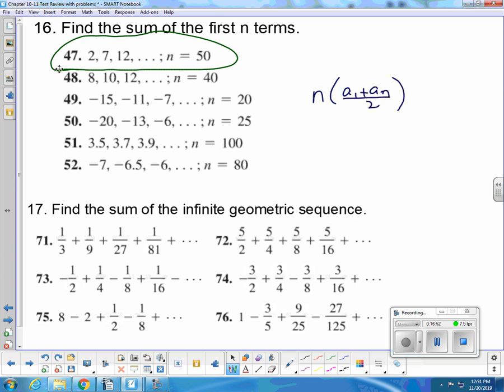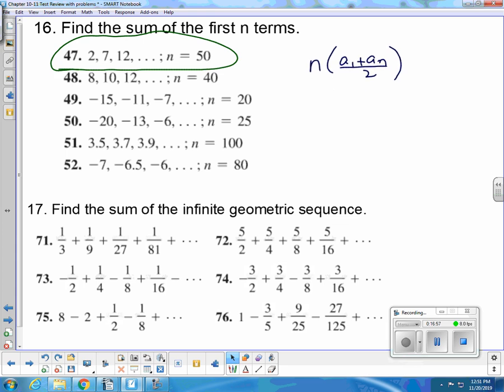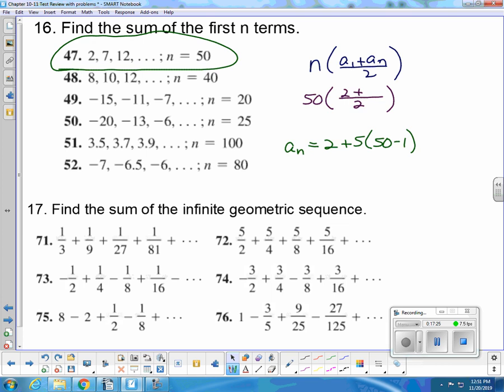I think that's how the formula is written, right? All right. So in the first one, they're telling you have 50 terms times my first term, which is 2, plus... I don't know my last term. So I have to go to the explicit form of the sequence and start writing it out. First term plus, what's my common difference? 5 times n, and n is 50, because I'm looking for that 50th term. I'm looking for a sub n.